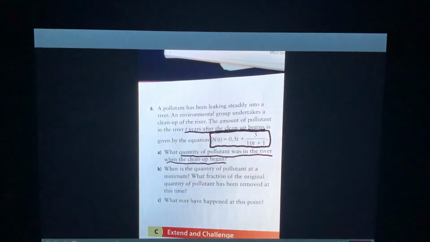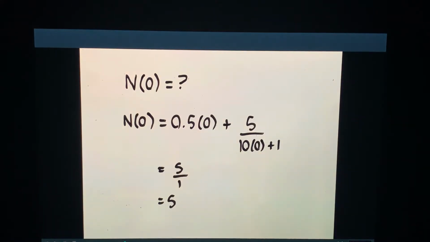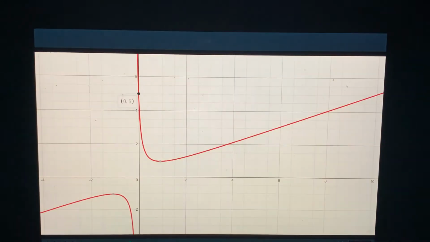Going back and highlighting key ideas from the problem, we are given the function that represents the amount of pollutant. We know that t represents the time in years after cleanup begins, and we see that the question is asking for the amount of pollutant in the river when the cleanup begins. Applying what we know, we want the amount of pollutant, or n(t), at t = 0 years. When we input the value of t into the function n(t), we get a value of 5. In this context, the amount of pollutant in the river when the cleanup begins is 5.